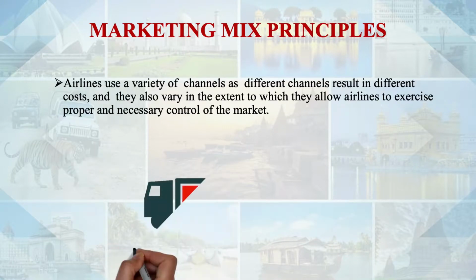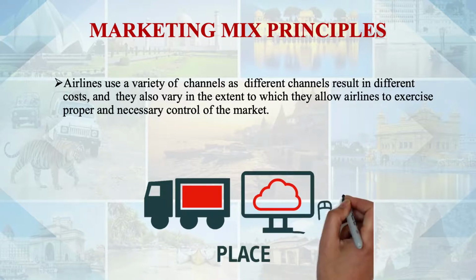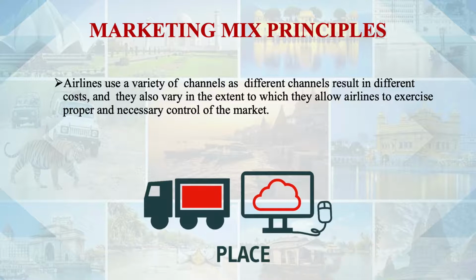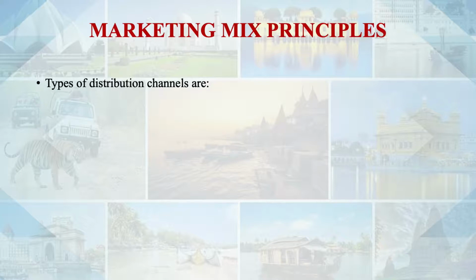Airlines use a variety of channels as different channels result in different costs, and they also vary in the extent to which they allow airlines to exercise proper and necessary control of the market. However, airlines have certainly gained from the wide distribution of their product through GDS, that is the Global Distribution System, which has meant that almost all travel agents have instant access to the fare database, which is offered by all service providers. There are different types of distribution channels.